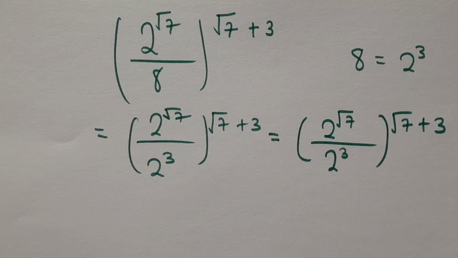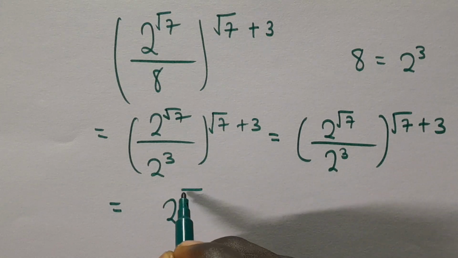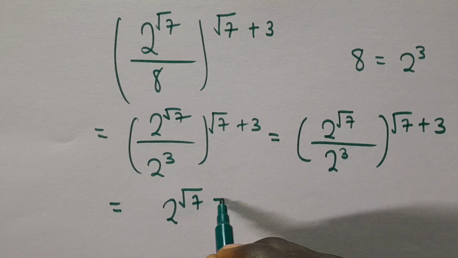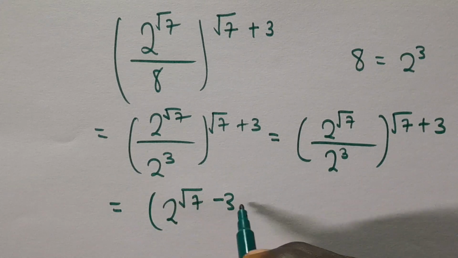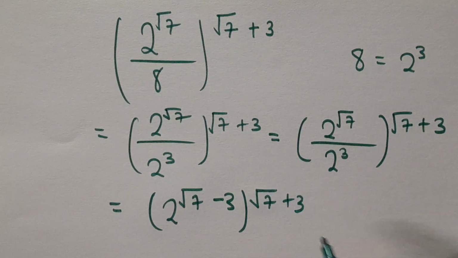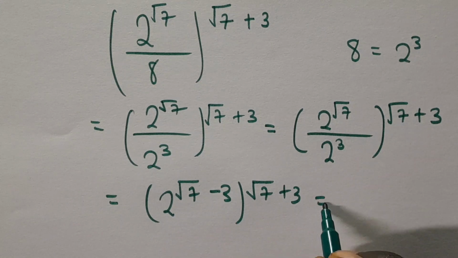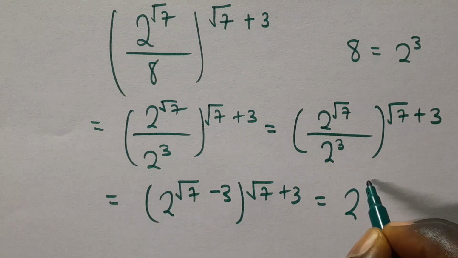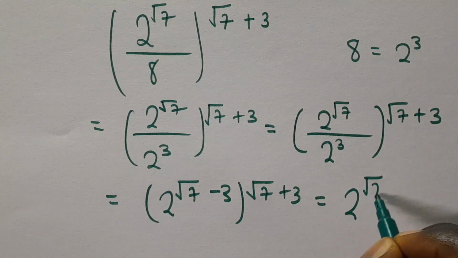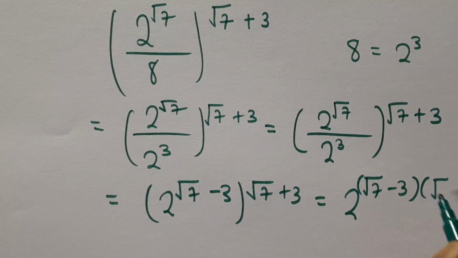Now, from here, they have the same base. We can have it to be 2 raised to power √7 minus 3. Then this one will now be raised to √7 plus 3. So from here, we can rewrite it back again as 2 raised to power √7 minus 3 multiplied by √7 plus 3.